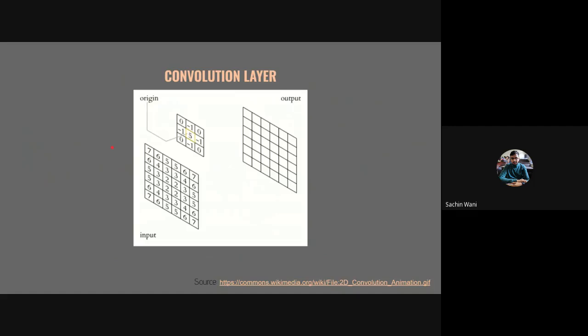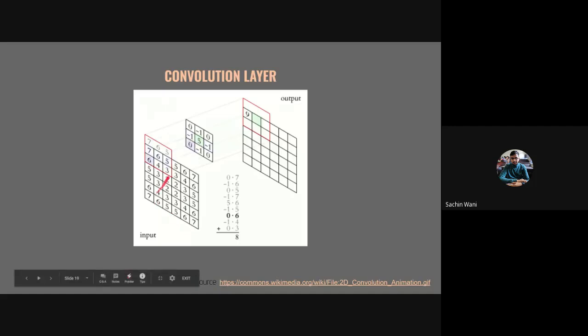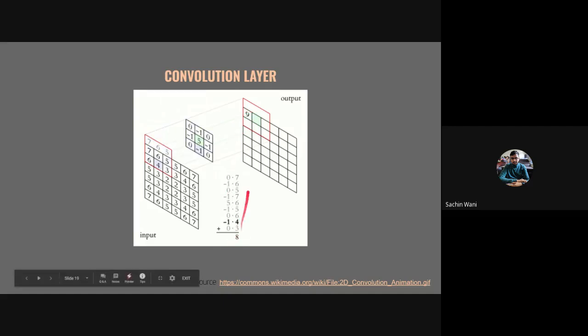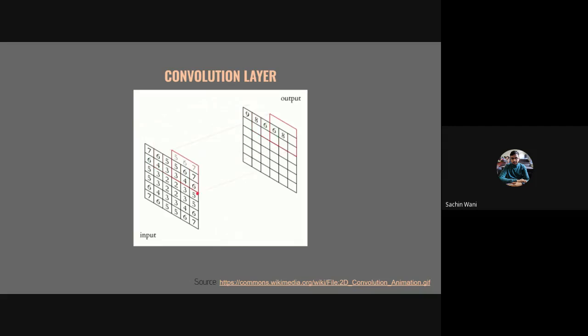Let's suppose that this block is our image of size 6 cross 6 with no channel, so basically a single channel. And this is our kernel, also called a filter. What it does is map onto the pixels so that the values are multiplied with each other. So 7 is multiplied with 0, 6 is multiplied with -1, 5 is multiplied with 0, and all of these are added up so that the final output is based on whatever we get here. So this is basically the convolutional layer.